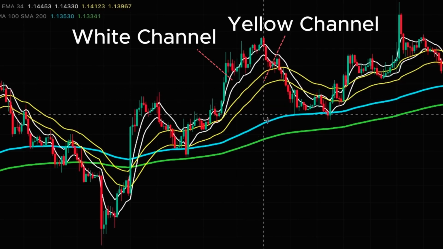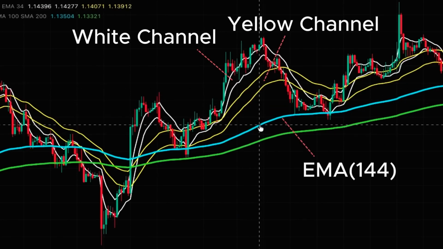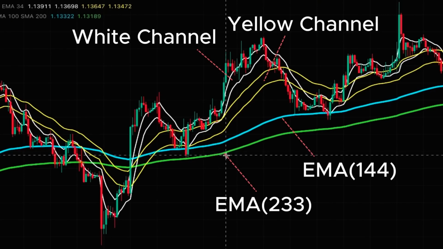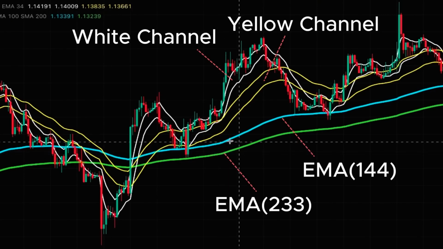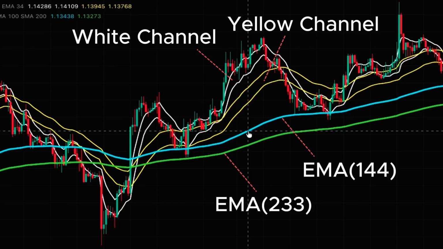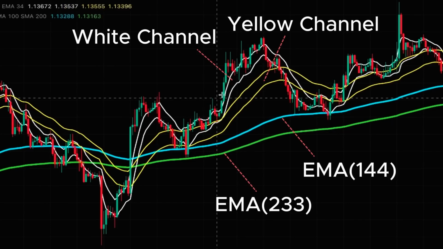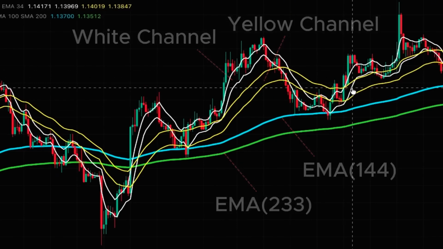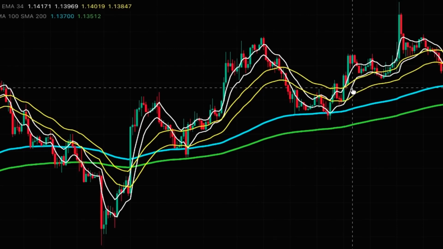And then we have this blue line which is an EMA with length of 144. And we have this green line which is an EMA with length of 233. We use this green line for trend identification. And we use this blue line here for midterm momentum changes and identifying pullbacks. And we use this white channel and yellow channel for identifying buy-sell signals. Let me teach you how you can find buy signals based on the moving averages.